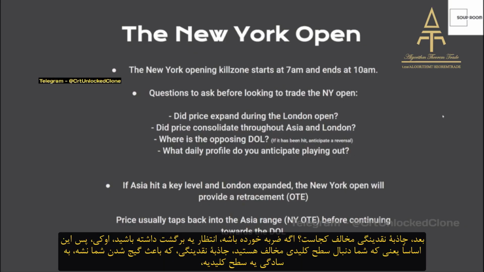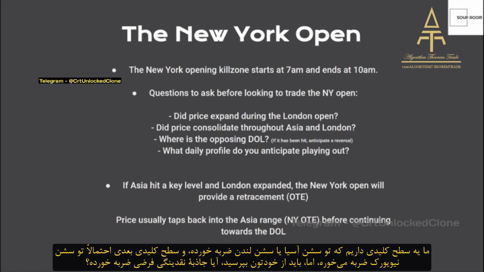Next, where is the opposing draw on liquidity? If it has been hit, anticipate a reversal. Okay, so this basically means you're looking for the opposing key level. The draw on liquidity, not to confuse you guys, is simply a key level. We have a key level that is hit during the Asia session or London session, and the next key level will likely be hit during the New York session.